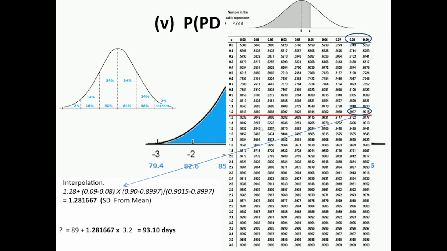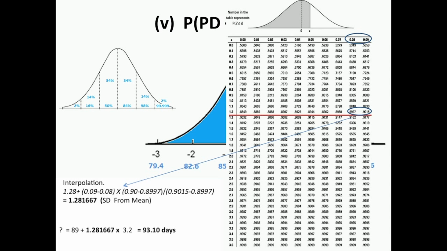So, we go for the 90% or 0.90. I do not have a 0.90 exactly, but I have a 0.9015 and a 0.8997. So, obviously 0.90 will lie between these two values, and what I have to do is an interpolation. So, here we find that my 0.90 value lies between 1.28 and 1.29. So, we just do an interpolation.